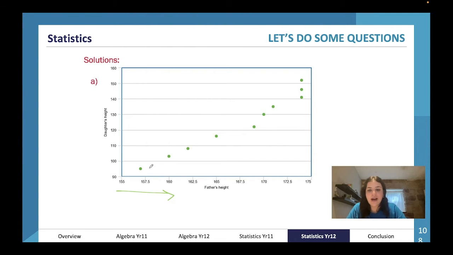We're going to draw out equal intervals, 155 plus 2.5 plus 2.5. So we're going with plus 2.5 as our intervals for the father. Now the daughter grows a lot more, so we're going to go with intervals of 10 for her. Once we've drawn that out, I'm going to give you guys a second. We're then going to talk about how we plot our dots.